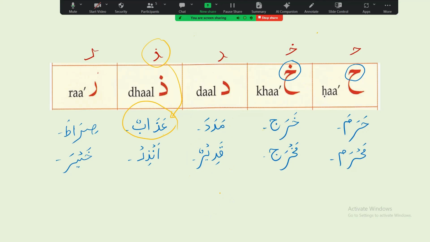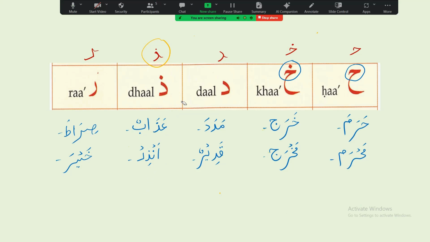عذاب. Dhal here is in the middle, like at this position. Very simple shape, right? With a dot on top of it. Now let's see this example. Here again, Dhal is here with a dot on top of it. Anzir. Anzir. The letter here. Zir.